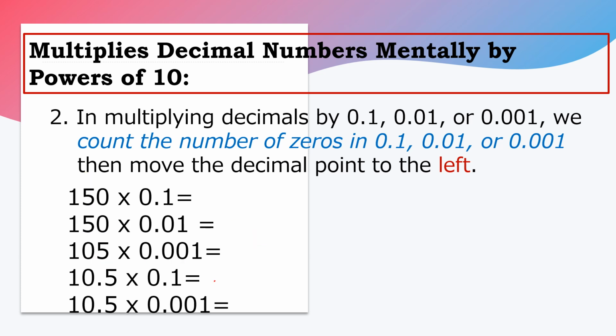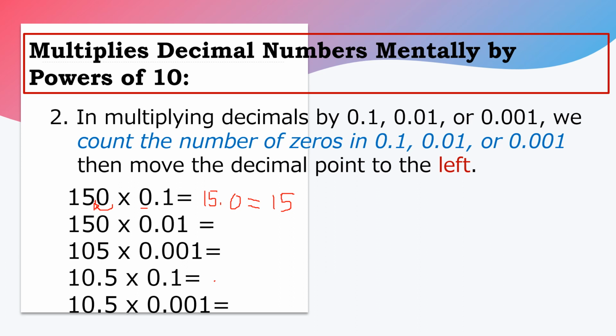Let's have more examples in multiplying decimals by 1/10s, 100s, and 1,000s. So, if I have 150 times 1/10, saan ko ilalagay ang decimal point? So, dahil sa 1/10, meron lang akong isang 0, ibig sabihin mag-move lang din ako ng isa. So, ibig sabihin, ang aking decimal point ay mapupunta sa gitna ng 5 at 0. So, ibig sabihin, ang sagot ko ay 15.0 or 15. Kasi wala na yung value yung 0 sa hulihan ng decimal point. 15 ang aking final answer.